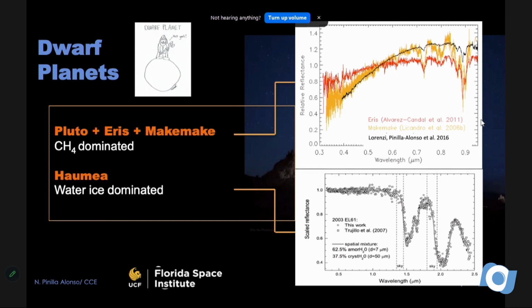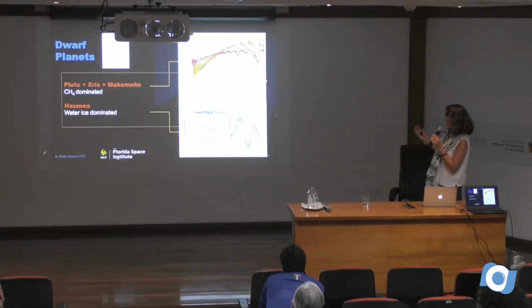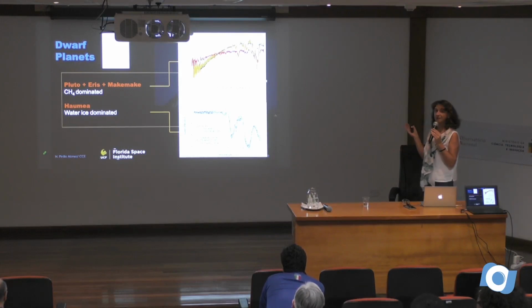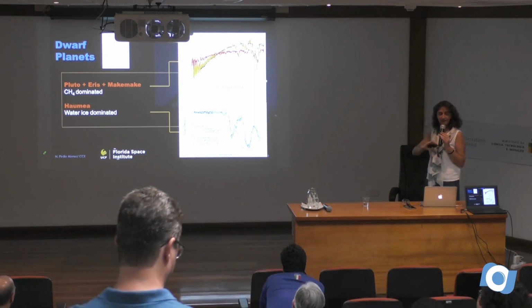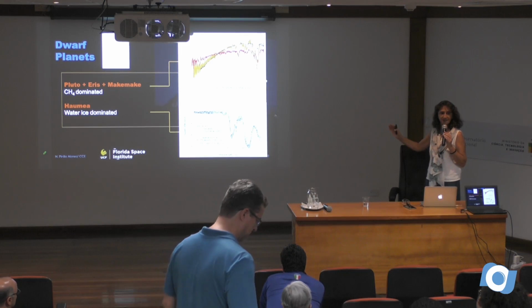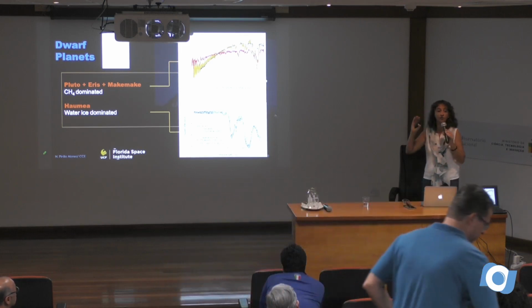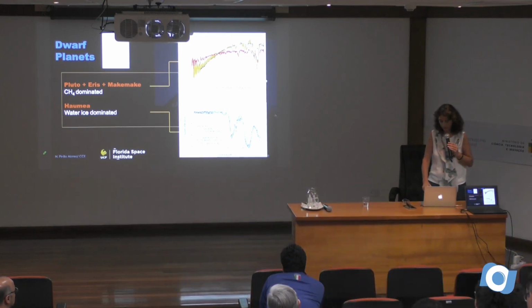When we fit models like the one overplotted here in gray, we can extract information on the surface composition. In this case, this object has a limit of 8% of contaminants in the ice. It has to be 92% water ice and maybe 8% of other things. So this and some objects related to it are the only ones that have this composition.